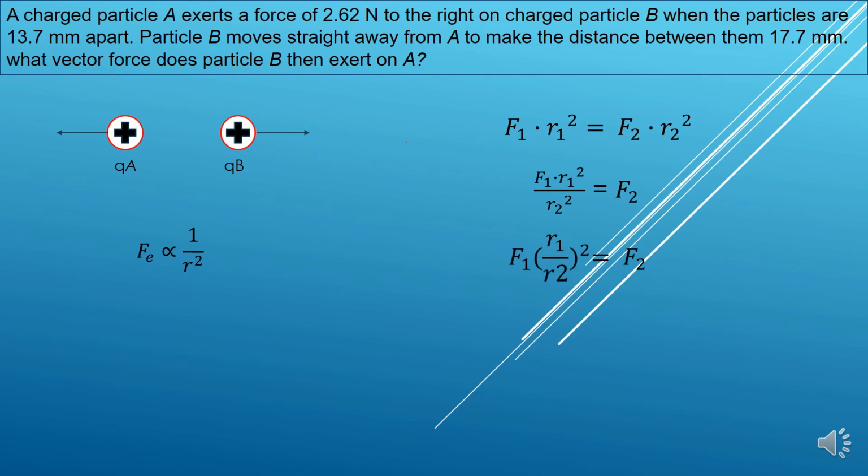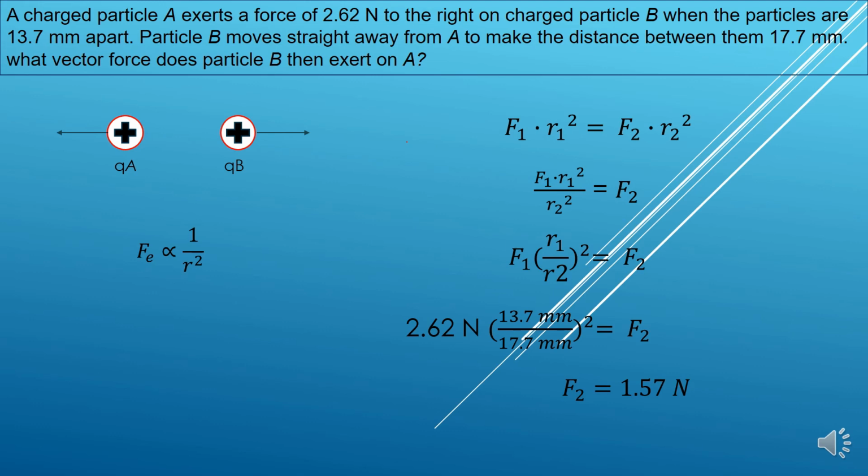So now that we have isolated F2 and written it in a convenient form, we can go ahead and plug in the initial force, which the question stated was 2.62 newtons, and then we can also plug in the initial distance of 13.7 millimeters and the final distance of 17.7 millimeters. Notice that in our setup, the millimeters will cancel out, and when we perform this computation, we should get roughly 1.57 newtons. We notice that the force has diminished, which makes sense because the particles are moving farther apart.